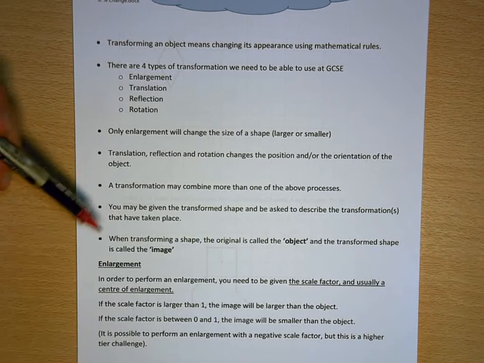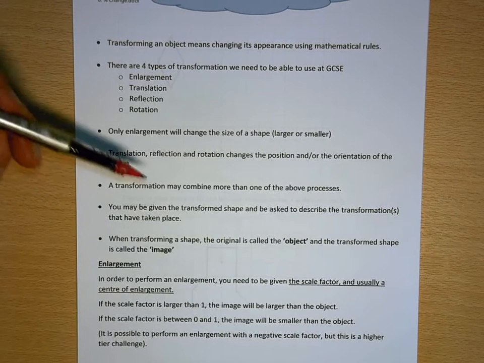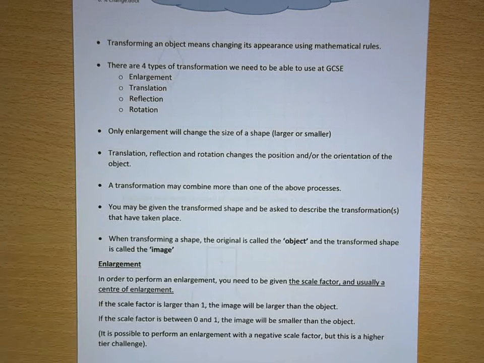And then a bit more language. When transforming a shape, the original is called the object and the transformed shape is called the image. So you may see those words cropping up on an exam paper.